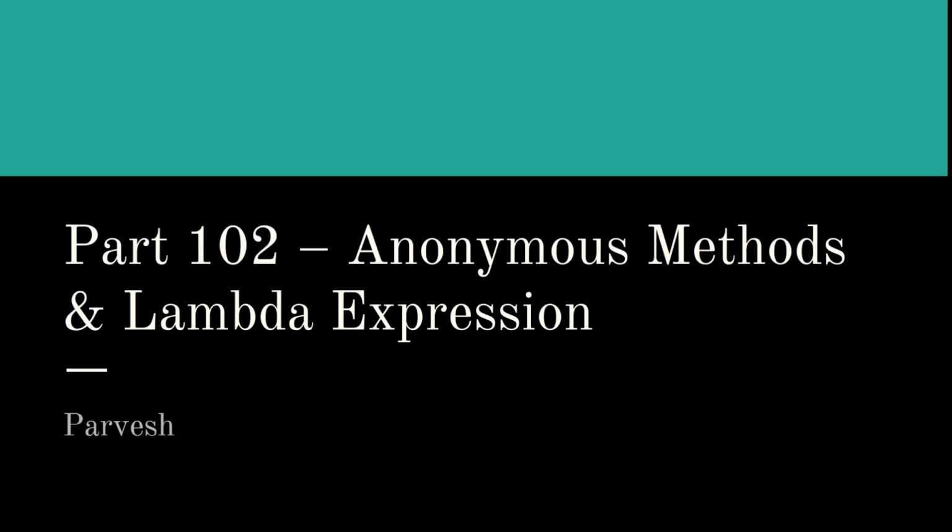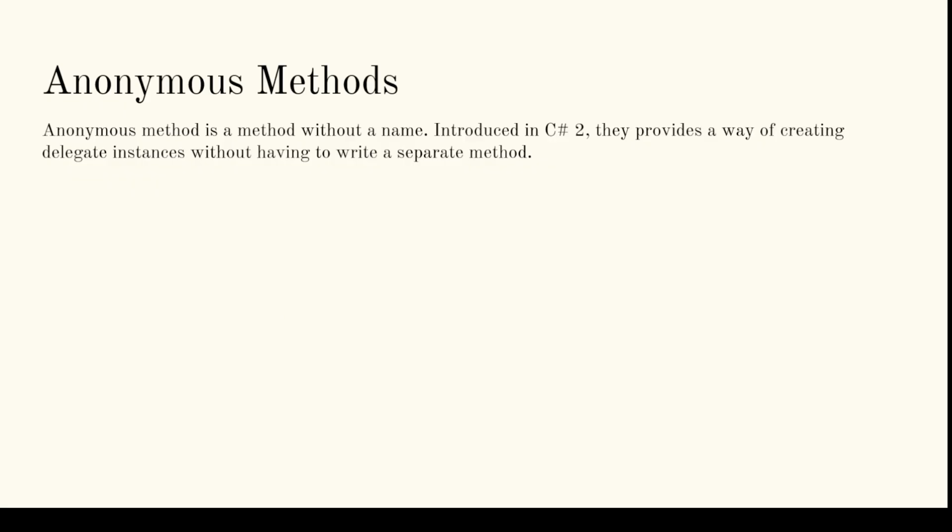In this video, we will understand what anonymous methods are and what a lambda expression is. An anonymous method is a method without a name. This was introduced in C# version 2. They provide a way of creating delegate instances without having to write a separate method. Let's go to Visual Studio and understand this with an example.